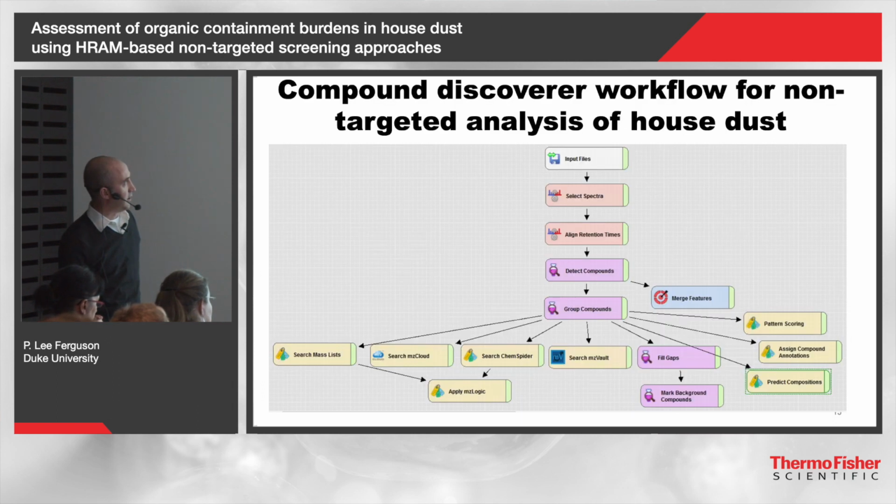Okay, so here's our Compound Discoverer workflow. It looks pretty similar to some of the ones that we saw yesterday. Component detection, grouping, and then we farm out the spectra to things like MZVault. We have some custom mass lists that we use based on compounds that we know might be present. We're doing some isotope pattern scoring, looking for things like brominated and chlorinated compounds, and then we annotate.